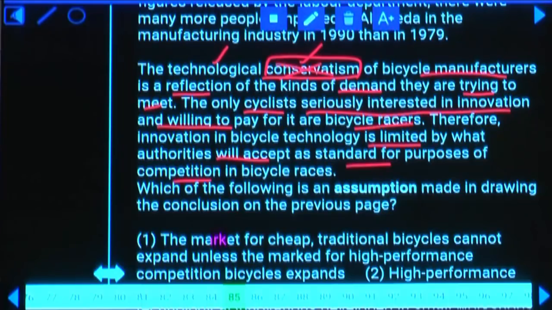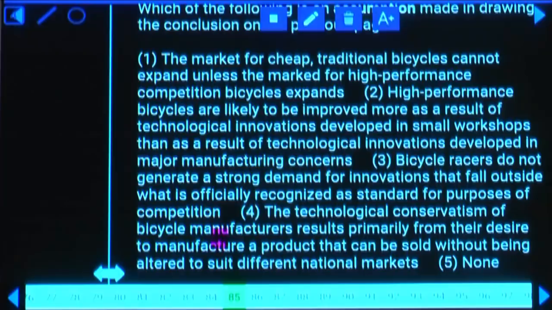Then which of the following is an assumption made in this? The first, the market for cheap. Is he talking anything regarding the cheap? No. And just by seeing this word we can directly eliminate the choice. And second, high performance bicycles are likely to be improved. Is he talking about this high performance? No. And this is also ruled out, and that too the word likely is there. And third one, bicycle racers do not generate a strong demand for innovation. Isn't it? Bicycle racers do not generate a strong demand for innovations that fall outside what is officially recognized as standard for purposes of competition.